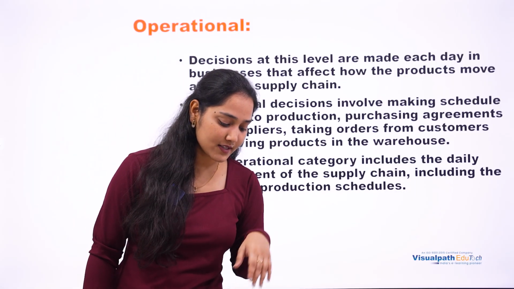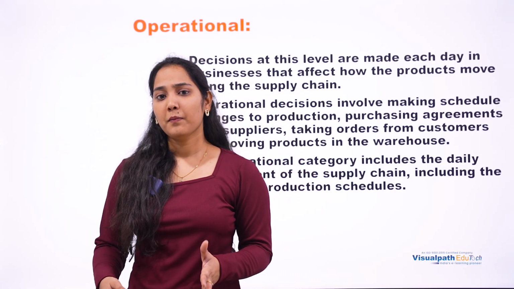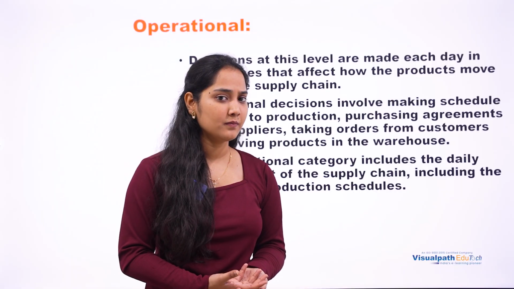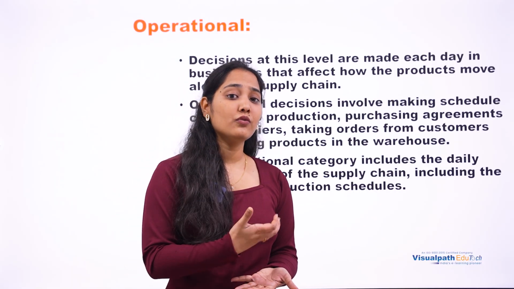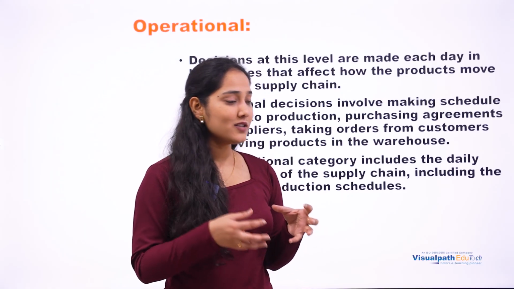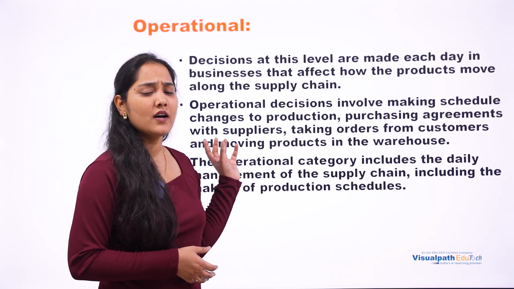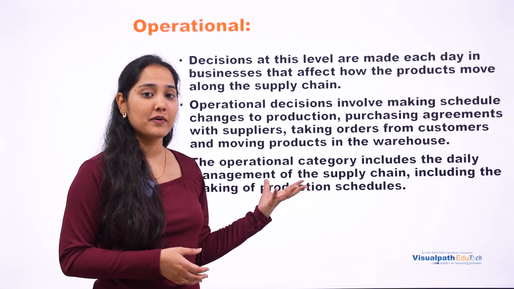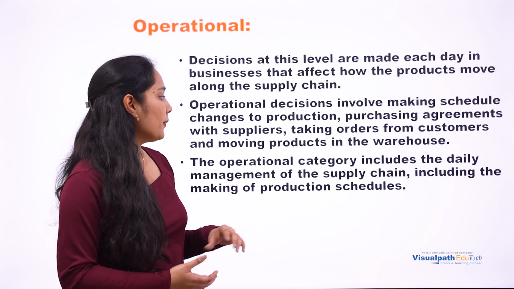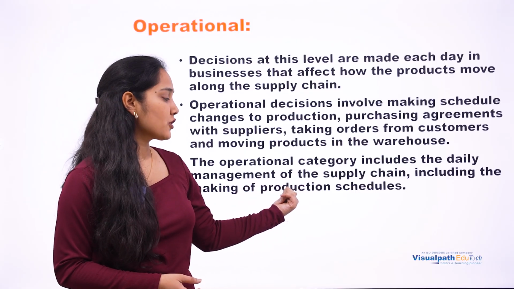Imagine, just like we discussed in the example of woolen clothes, can I anticipate that sales of woolen clothes will be high in the summer season? No, right? But can purchases of woolen clothes be high in the winter season? Yes. So it is very important that you understand your customers, your location needs and requirements, and how it needs to be produced. Then the operational category includes daily management of the supply chain, including making production schedules.